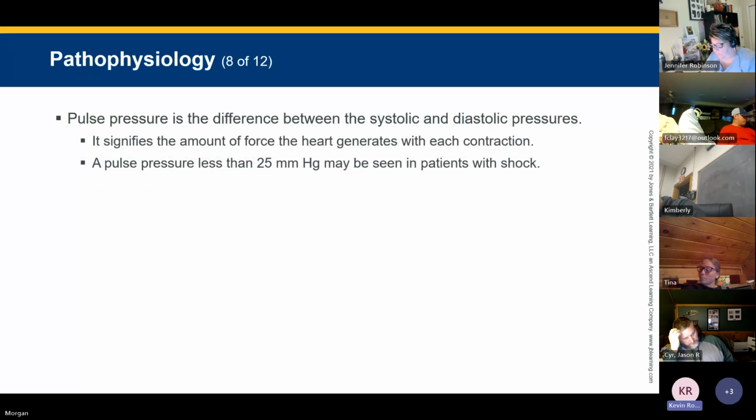Keep track of those numbers, because one of the things I'm going to quiz you on is septic shock, and a mean arterial pressure less than 64 is what they call a SIRS, which is part of the systemic inflammatory response syndrome. We'll go over more of that in shock, but don't forget your MAP. It's very important.